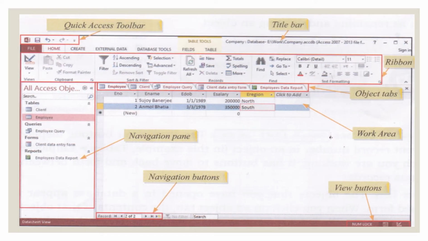Here you can see the components of the MS Access window. This is the Quick Access Toolbar, and at the top you can see the title bar. This portion is known as the Ribbon. Here is the Object tab. This is the Work area. Navigation pane, Navigation buttons and View buttons.